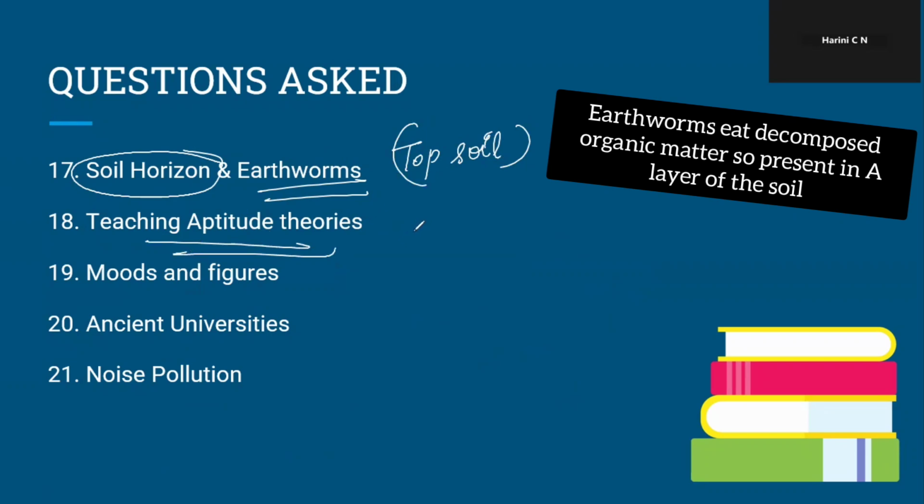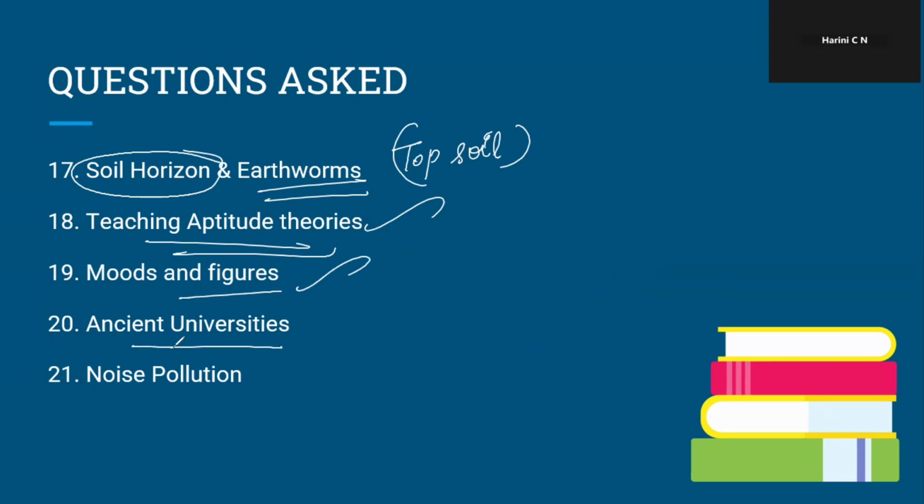There are many theories we've studied earlier. They have asked one such theory. Moods and figures I explained yesterday. Ancient university, they are asking repetitively. So on ancient university, certain important details we'll just have a run through. Noise pollution parameter, I've just repeated it, so ignore this.